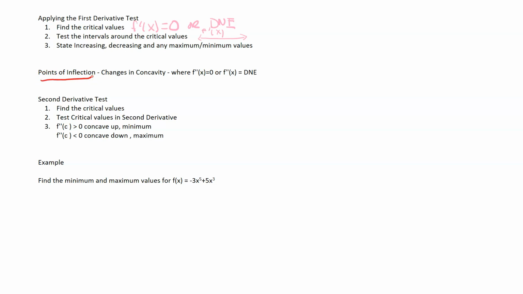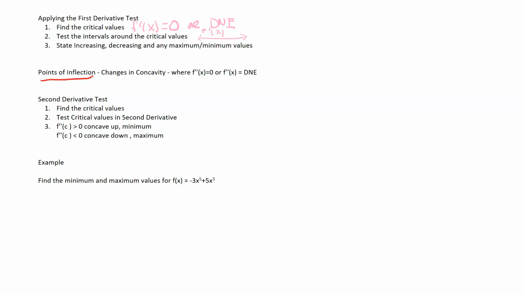Now that's going to occur when your f double prime of x is equal to 0 or does not exist. And so it's interesting to note that in your first derivative test, you're working with the first derivative equal to 0, it does not exist, and critical numbers. Your second derivative test, we're going to be looking at points of inflection.